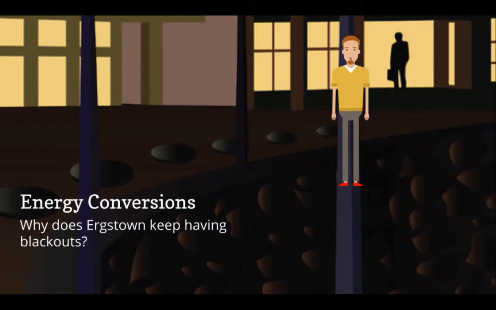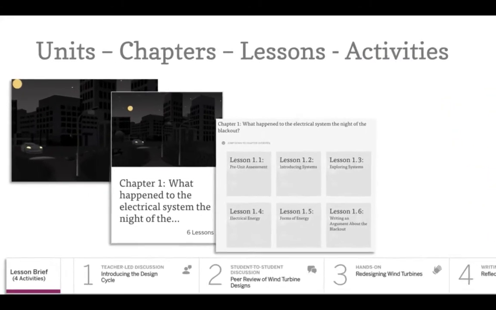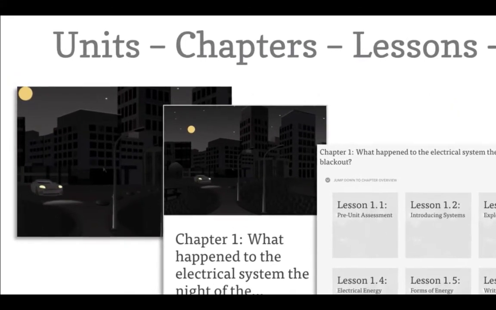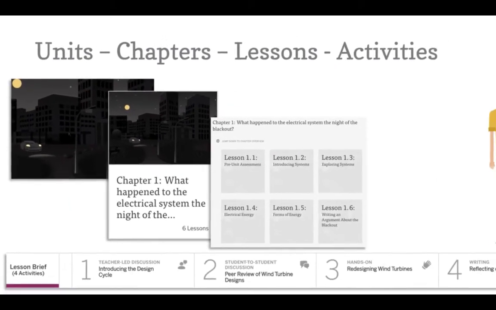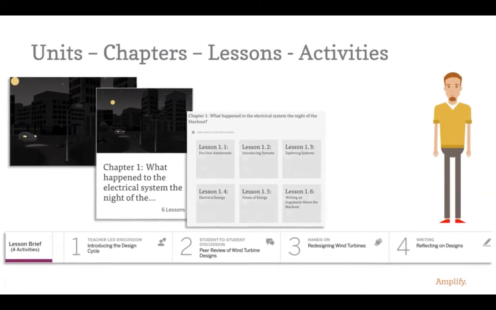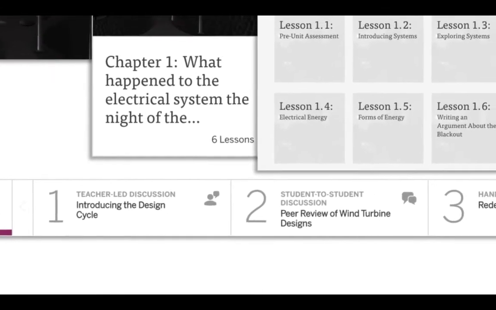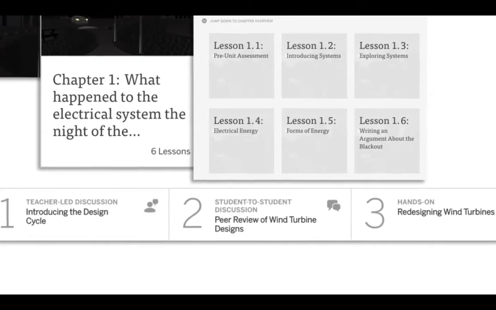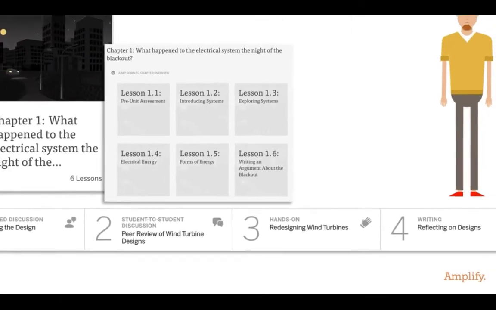As an example, I'll be using the unit Energy Conversions, where students work as systems engineers. All Amplify units have similar design and resources. The design of Amplify units is very clear and easy to understand. The unit has several chapters, and each chapter has lessons, and every lesson has a series of activities. As you see here, this lesson has four activities, starting with a teacher-led discussion, leading to a student-to-student peer review. Activity three is hands-on with a final written design reflection.